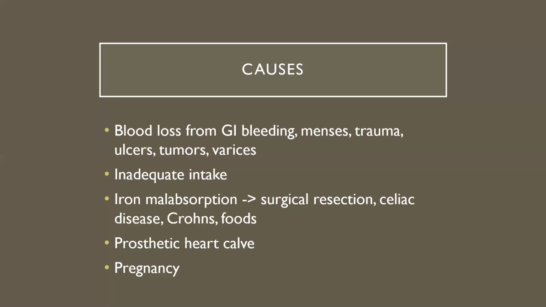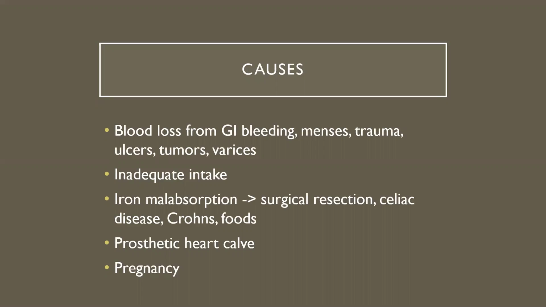So what are some things that could cause our patients to have iron deficiency anemia? Maybe they have some blood loss because they had a GI bleed, or maybe they had an abnormal flow of their menses. Maybe they had some sort of trauma, ulcers, tumors, varices. So we're looking more at the esophageal varices in relation to liver function and cirrhosis.